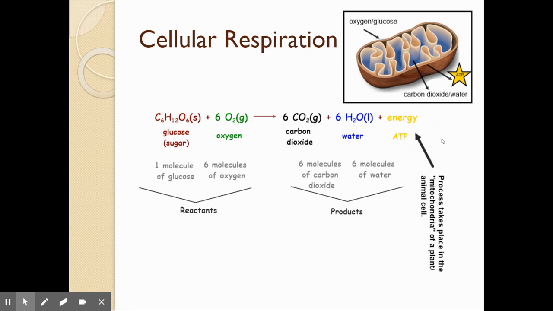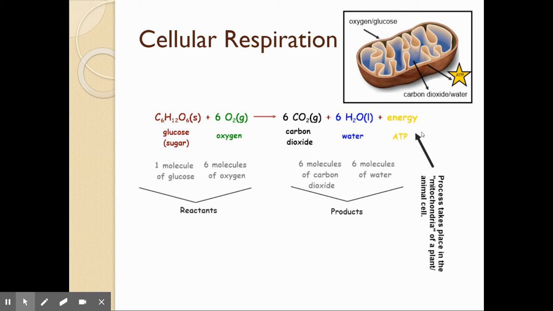Every cell, plant or animal, will do cellular respiration. Mitochondria are found in plant and animal cells. As humans, we cannot do photosynthesis, but we can do cellular respiration. Plants can also do cellular respiration. Here I have the actual equation itself: glucose plus oxygen gives us carbon dioxide, water, and energy.